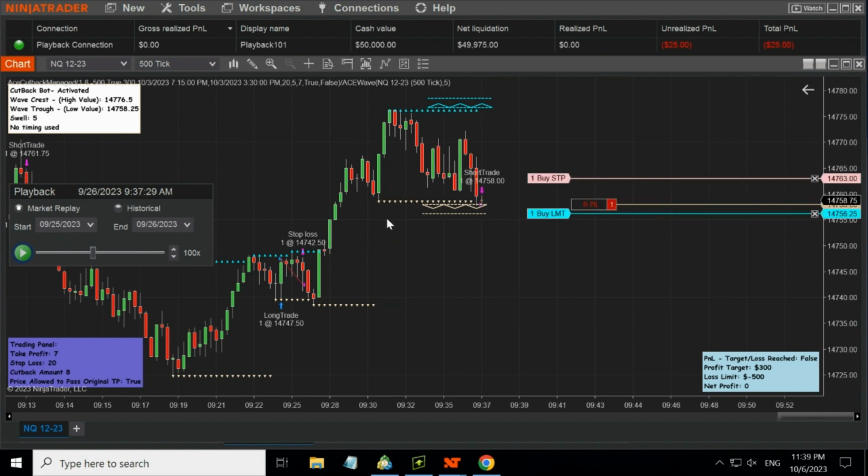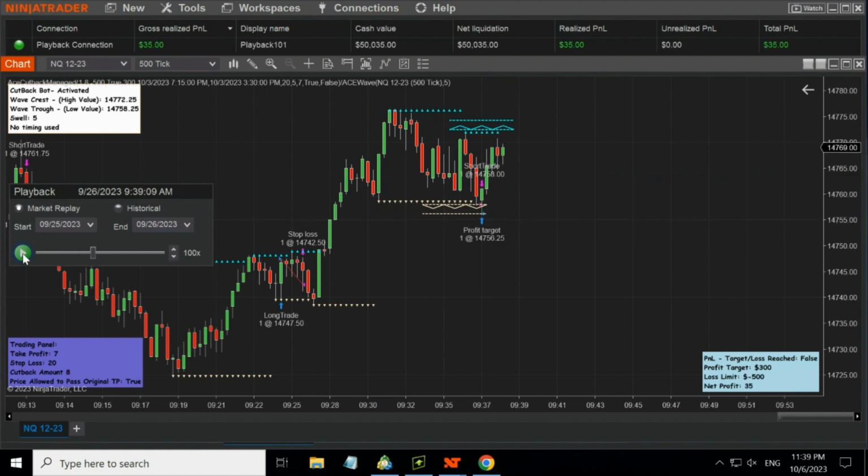Oh, there we go. So there was an initial pullback. It doesn't have to pass, but we have a pullback, and then we want to hopefully catch this trade, and we do, which is great. That wasn't an example. Oh, here we go. This is a perfect example.